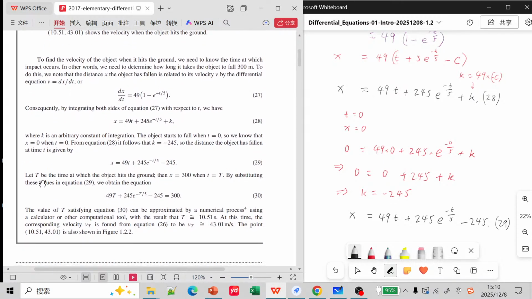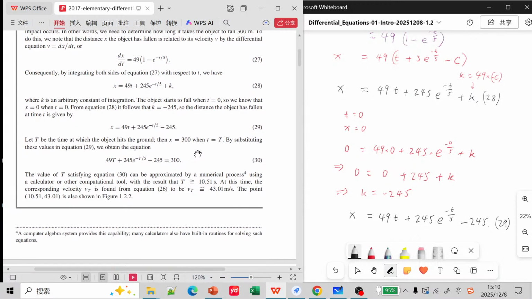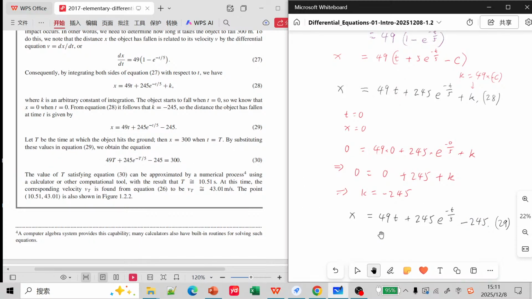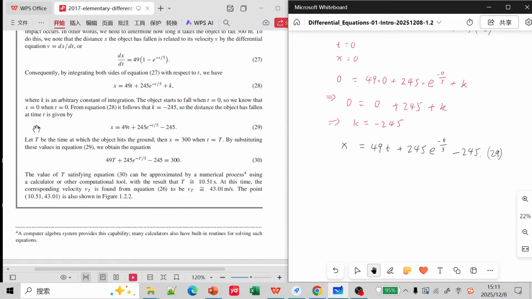Next, let T be the time at which the object hits the ground. Then x is equal to 300 when t is equal to T. By substituting these values in equation 29, we obtain the equation. Because we want to know how long the distance is 300, right? So we just let the distance be 300, and we want to figure out what's the value of T.